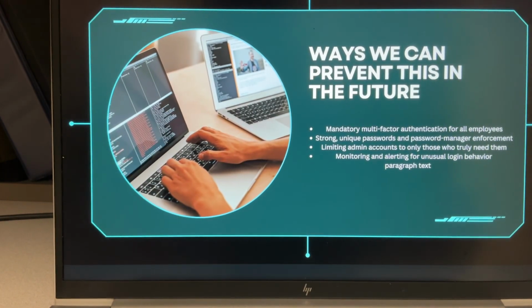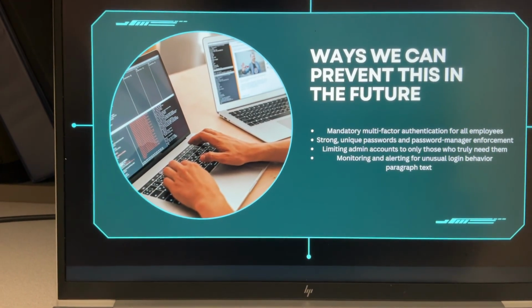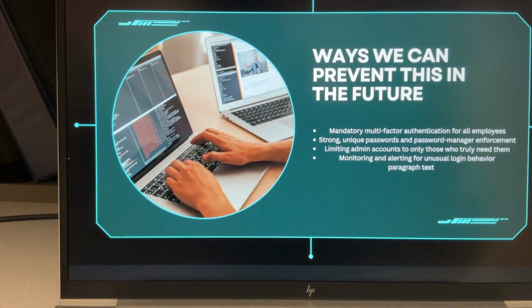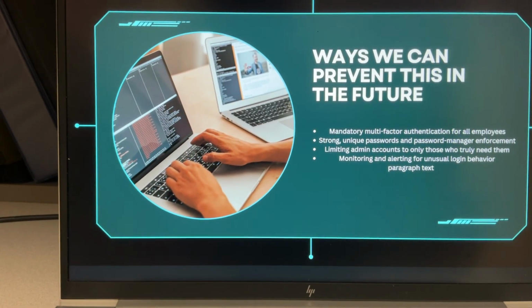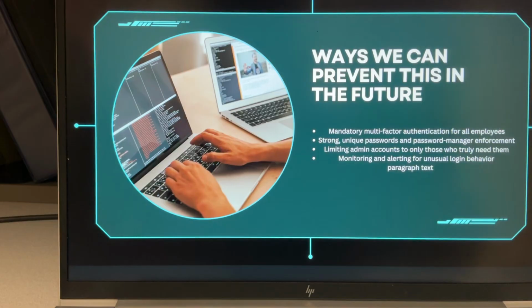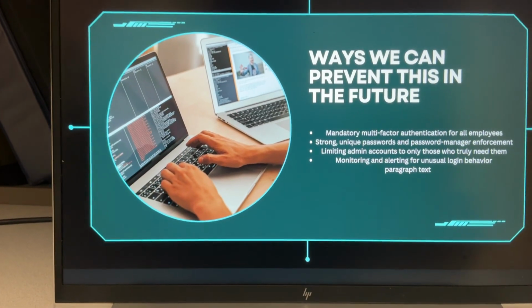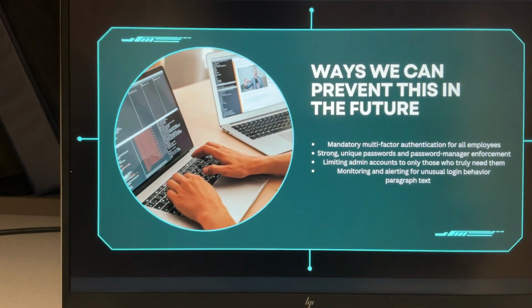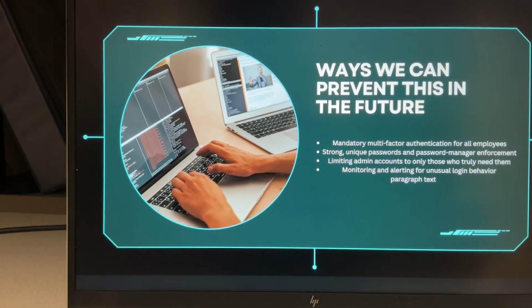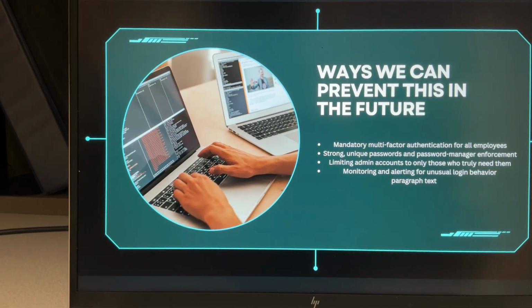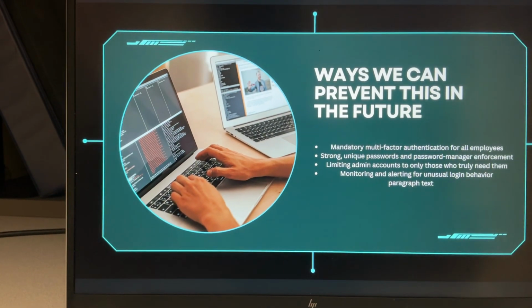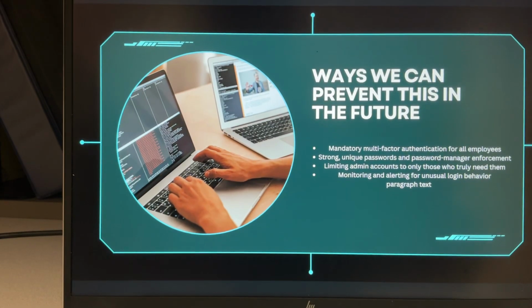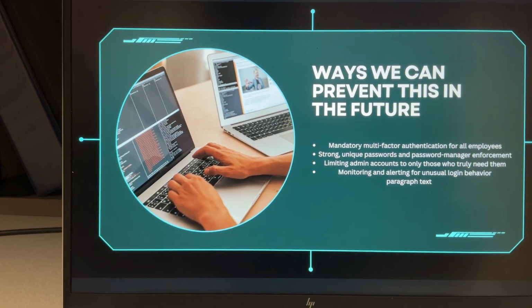And here are ways we can prevent this from happening in the future. You could put in place mandatory multi-factor authentication for all employees, so there are no easily breachable things going on. And then strong unique passwords and password manager enforcement, so you can make your passwords a lot more difficult. There are a lot of different ways you can go about that.